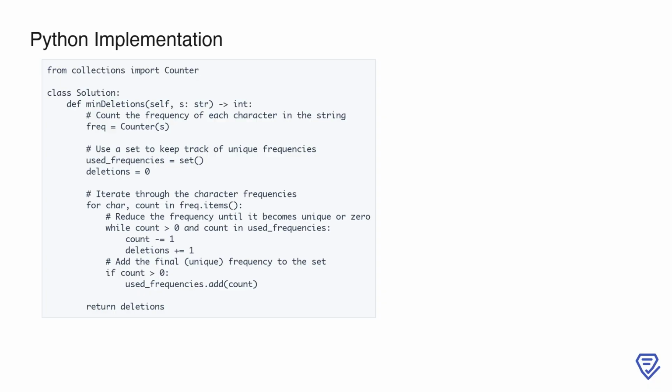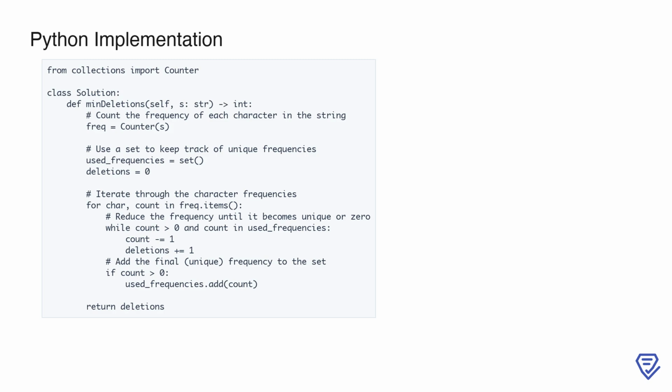1. Character frequency count. First, we calculate the frequency of each character in the string using Python's collections Counter. This provides a dictionary-like structure where each key is a character, and the value is its frequency. 2. Tracking used frequencies. To ensure all frequencies are unique, we use a set called used_frequencies. This set will store all the frequencies that have already been assigned.